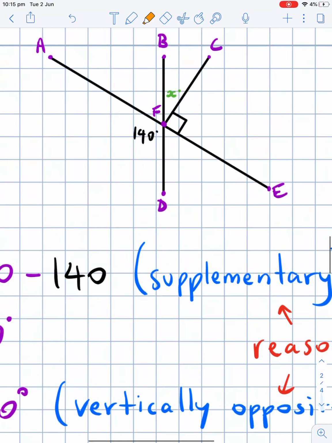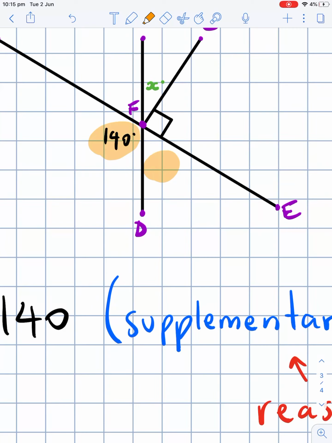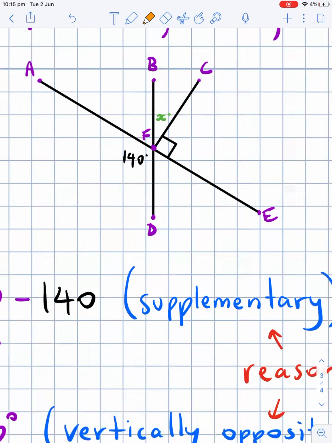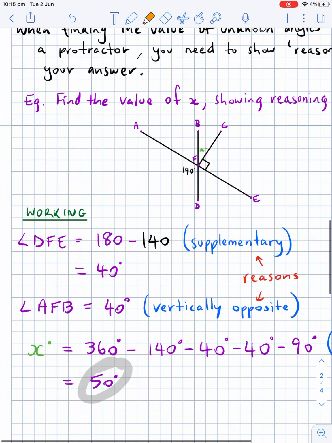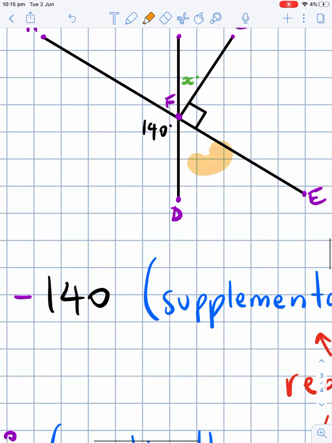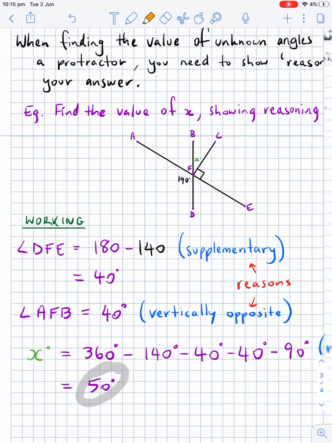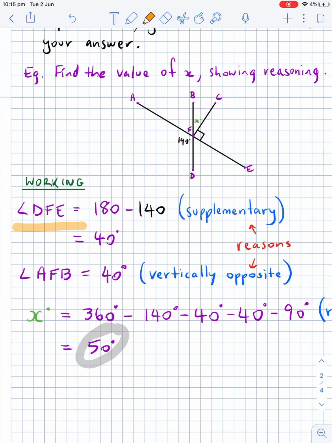And the reason is because this angle here and this angle here lie on a straight line and they are going to add up to 180. So we can do 180, take away what we've been given, and we'll be left over with this angle here. We don't want this angle, but if we figure it out, it'll help us figure out our value for X. So angle DFE is equal to 180 take away 140, that equals 40 degrees.